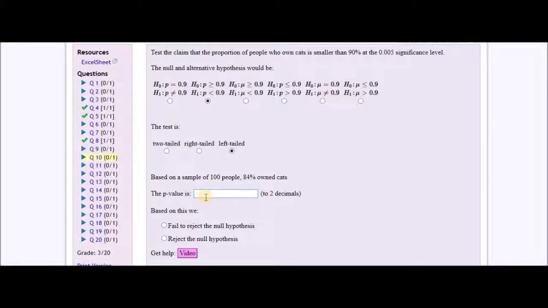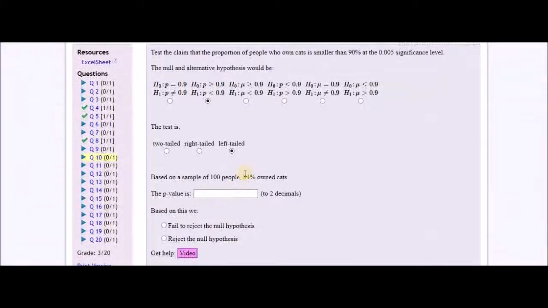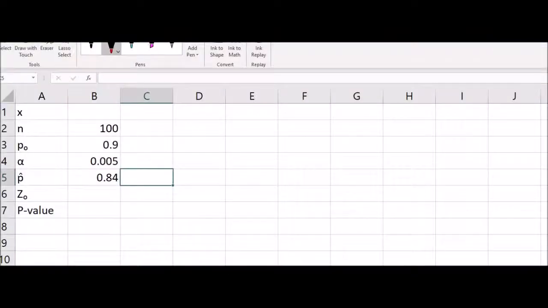Next, we will compute the p-value based on the information that we have. From the question, we know that n is equal to 100, and we know that p0 is 0.9 or 90%. Alpha was given 0.005, and p hat was given in the question right here, so it is 84%. So to compute the p-value, we will need to compute z0.